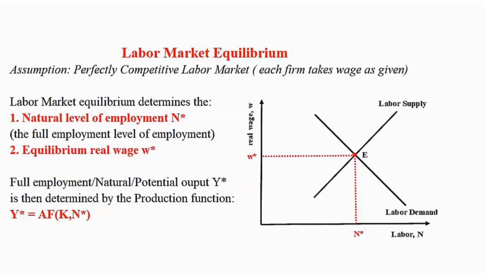Once we have the natural level of employment or the full employment level of employment N star, we can determine the full employment or natural or potential output Y star through the production function, where Y star will be given to us as A, F, which is a function of K and N star.